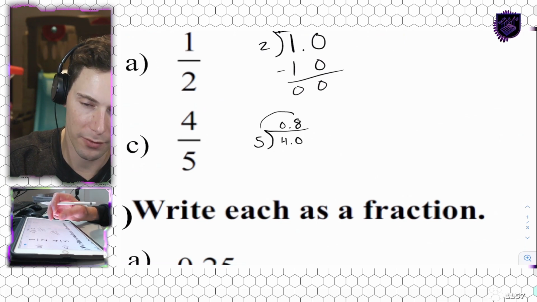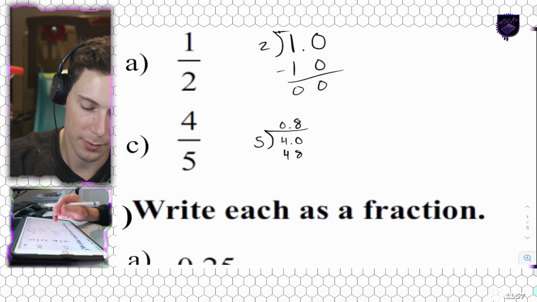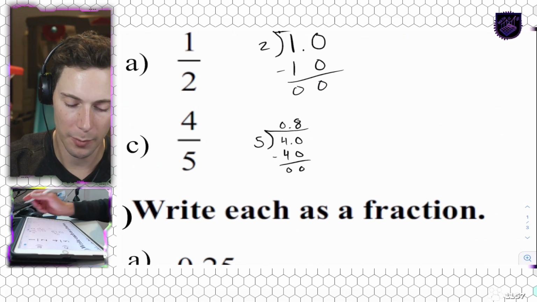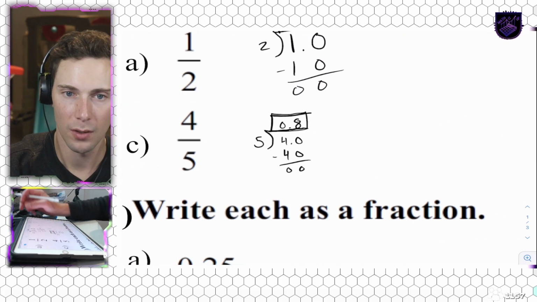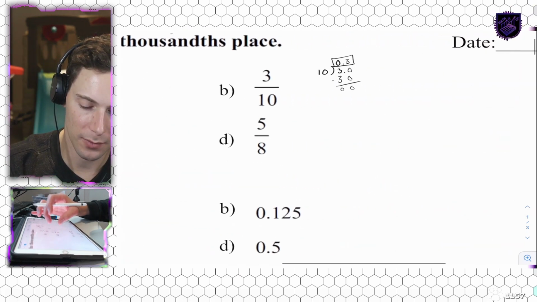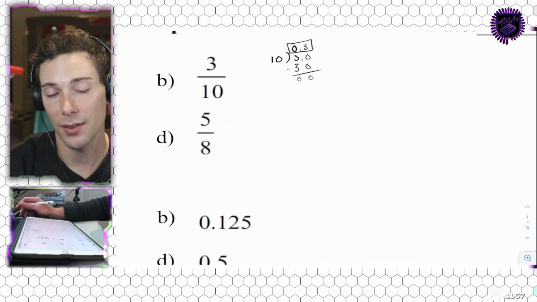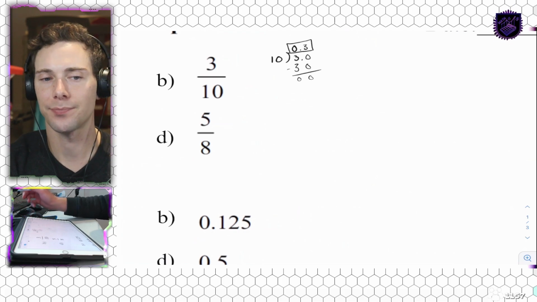Let's show our math here. 8 times 4 will be 40. We do our subtraction. Remainder is 0. There's our answer. I'm boxing my answer on top here. 0.8.